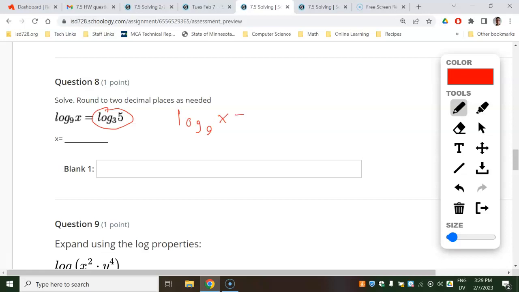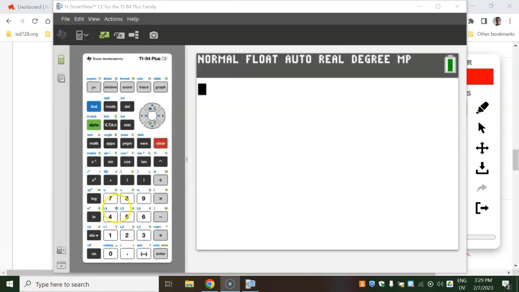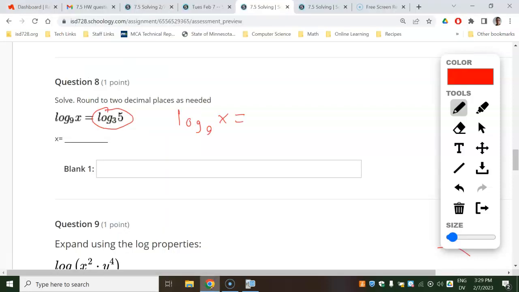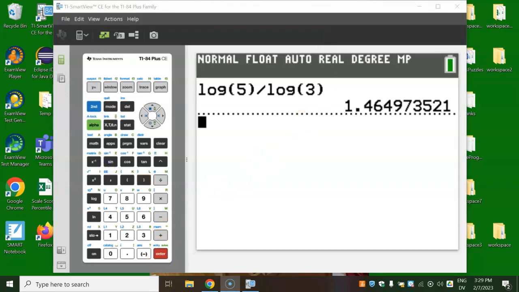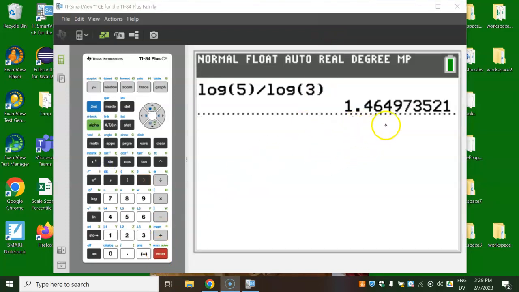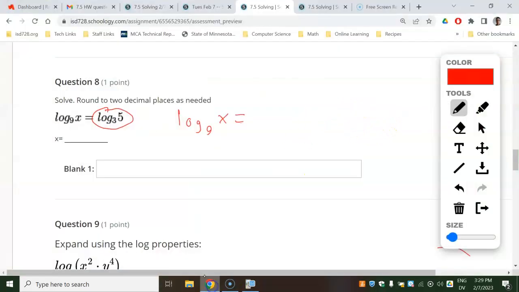Okay, so I'm going to leave the left-hand side alone, but just type that into the calculator. Okay, and I'm going to do log divided by log. So I'm trying to do log base 3 of 5, so I'm just going to do log 5 divided by log 3. Okay, and we're going to get some crazy decimal here. It should be about 1.46. Okay, so this is about 1.46.